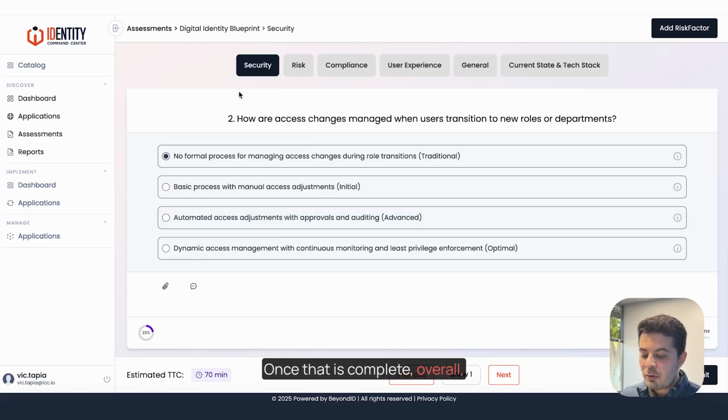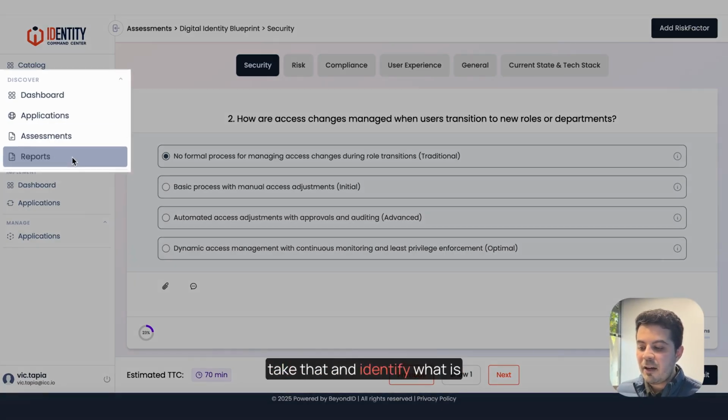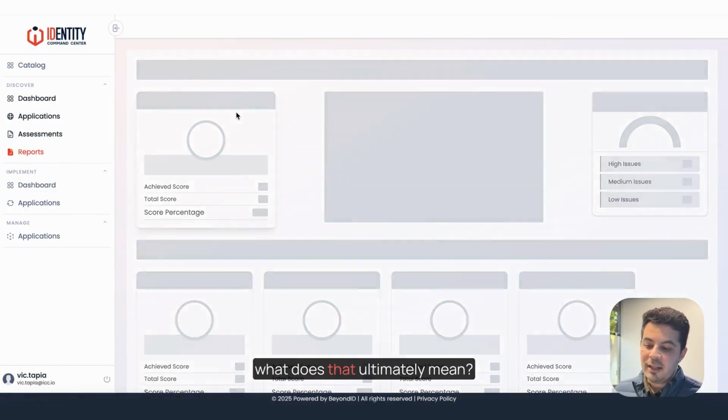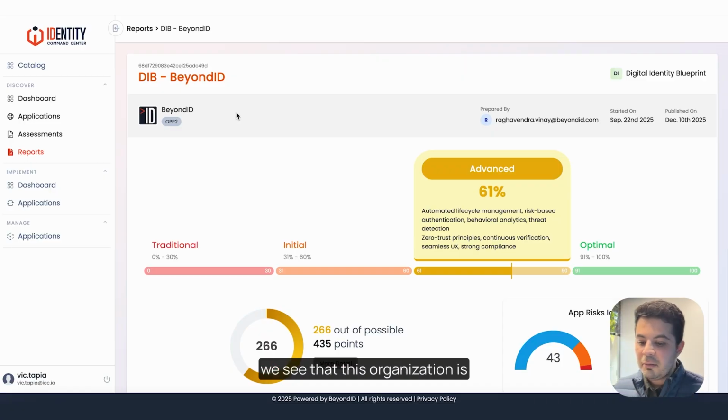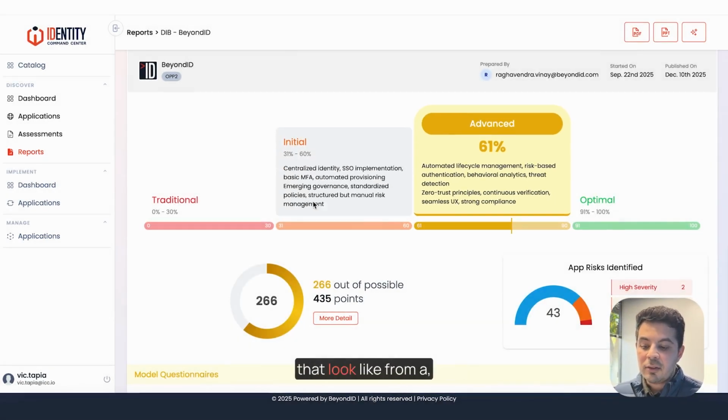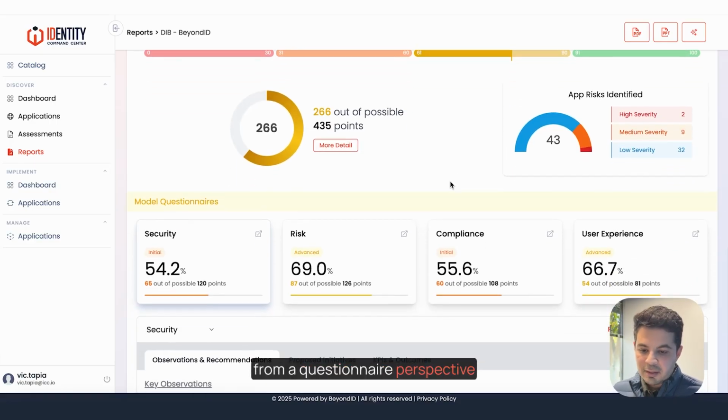Once that is complete, overall, we have an ability to showcase and consume that information, take that and identify what is your maturity state overall. So we can take a look at our reporting. What does that ultimately mean? In this scenario that we've done, we see that this organization is at an advanced state at 61% out of 100. And ultimately, we can determine what does that look like from a questionnaire perspective and what risks we've identified based on the responses we obtained and based on the information we gathered from the environment.